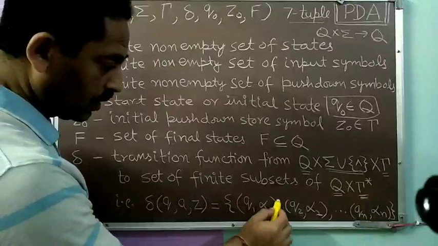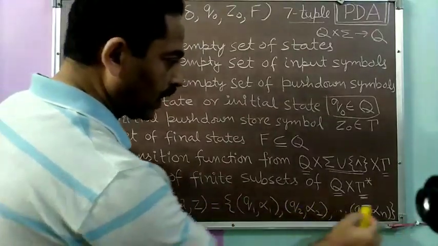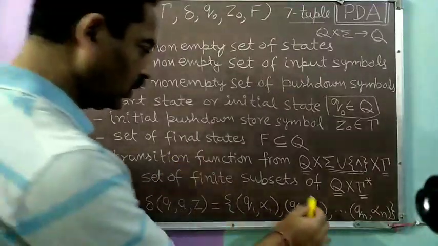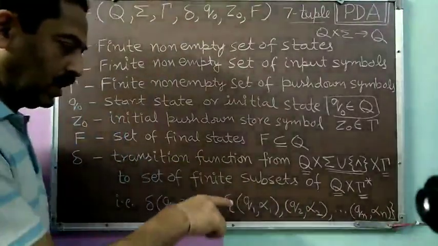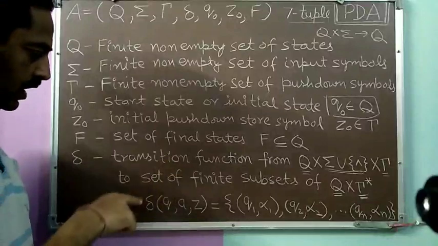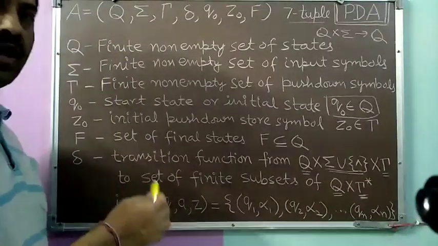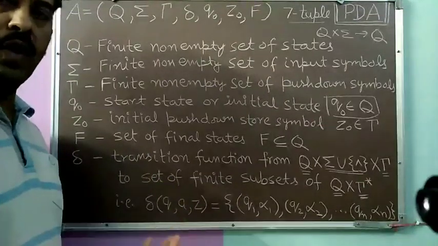So meaning thereby, among these multiple available pairs, we can take any one. In this manner, we can say our transition function delta for this PDA is a non-deterministic function. So the nature of this PDA by default is non-deterministic.